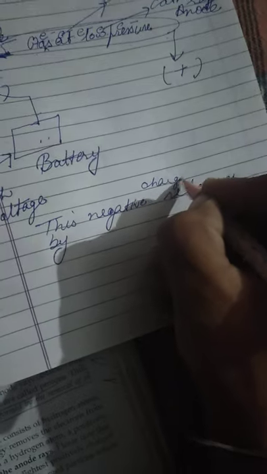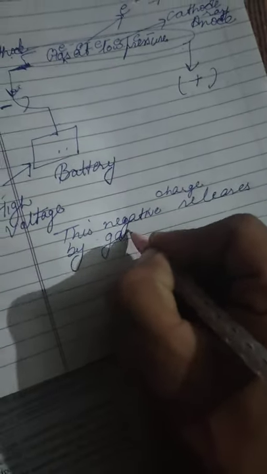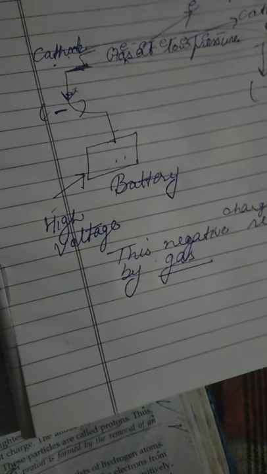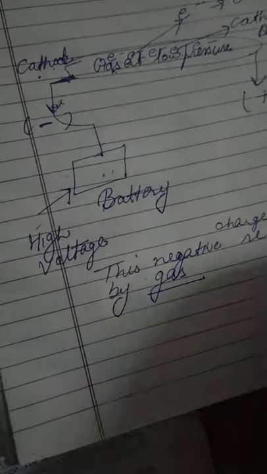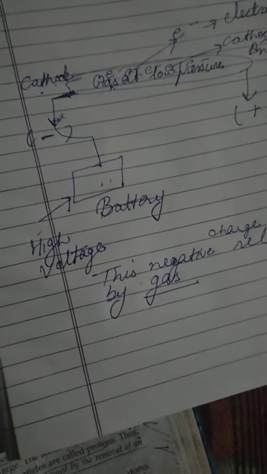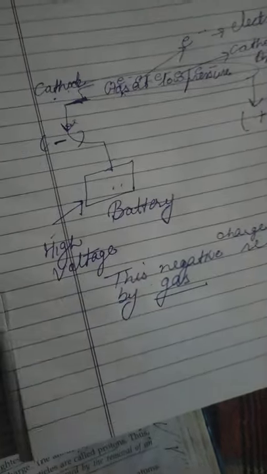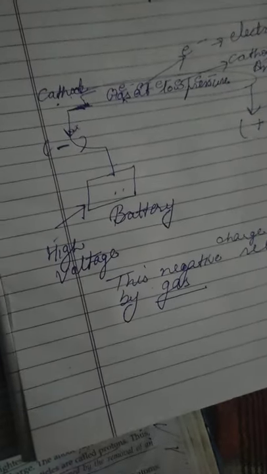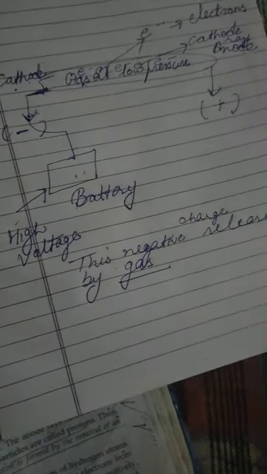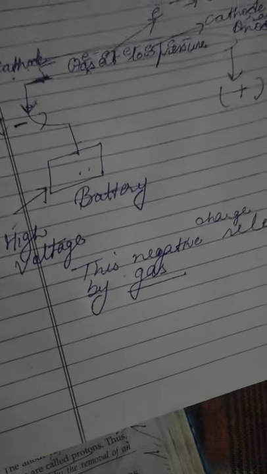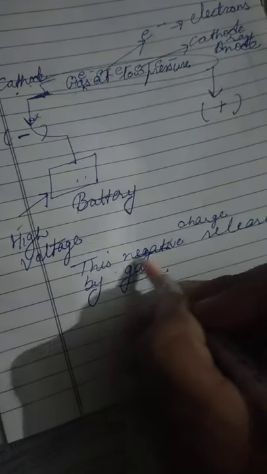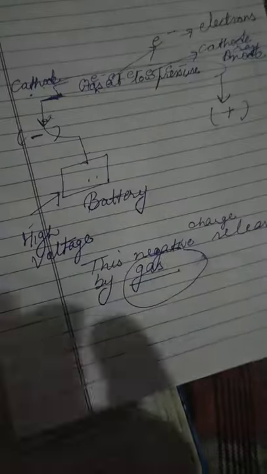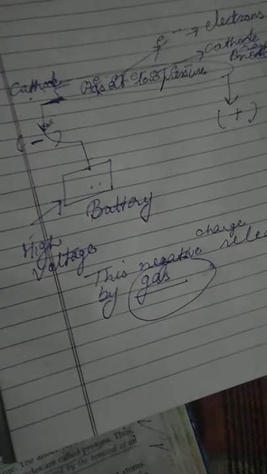This negative charge is released by the gas, and we know that gas is a matter. We also discussed that every matter, either solid, liquid, or gas, has its atomic structure, and in this atomic structure there are electrons, protons, neutrons, and the nucleus. We will discuss the whole structure. That's why the gas, when we provide the high voltage, releases the electrons. So in this way J.J. Thomson made the discovery of electrons.